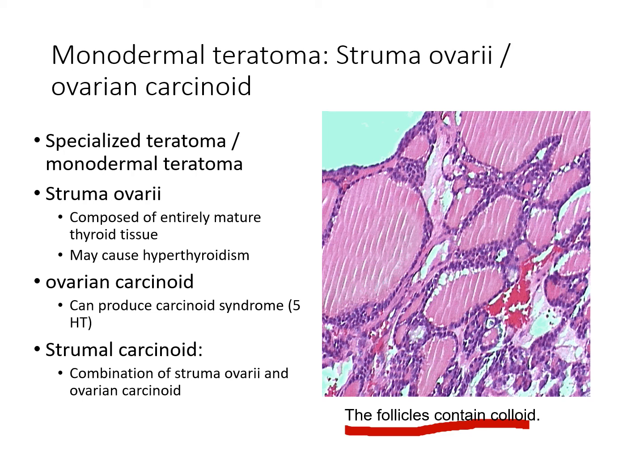The second one is ovarian carcinoid, which can produce carcinoid syndrome, producing serotonin. And the third one is strumal carcinoid, which is a combination of struma ovary and ovarian carcinoid.